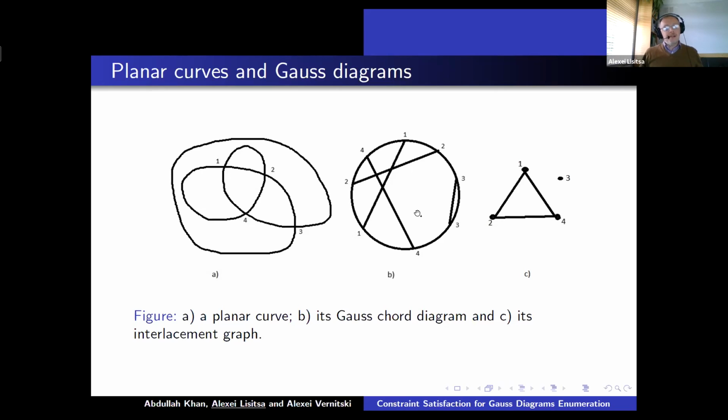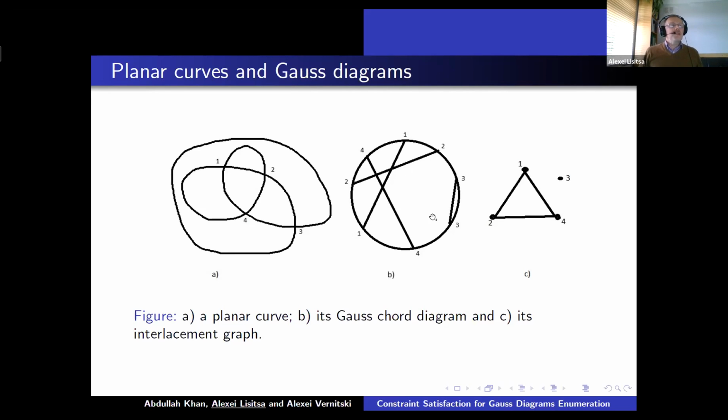Now we may consider it not as a continuous object, but rather as a graph, and that we will call a Gauss or chord diagram. And now the third object you see on the screen is an interlacement graph. An interlacement graph is a structure which can be obtained from a Gauss diagram by a very simple procedure. To each chord in the Gauss diagram, you associate a vertex. And then you connect the vertices if and only if the corresponding chords are intersecting.